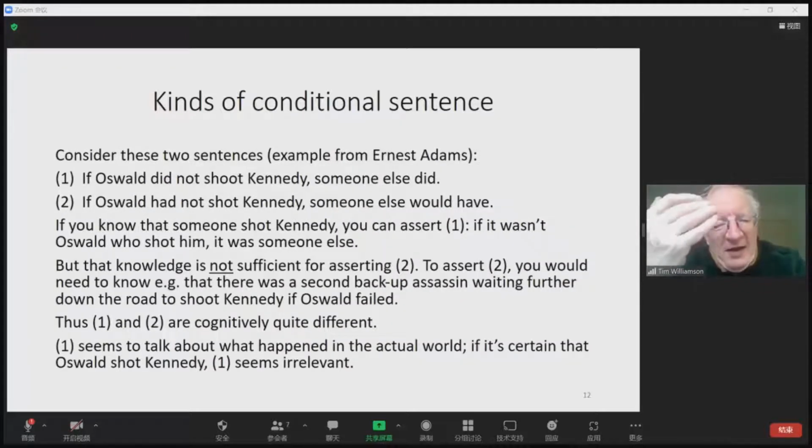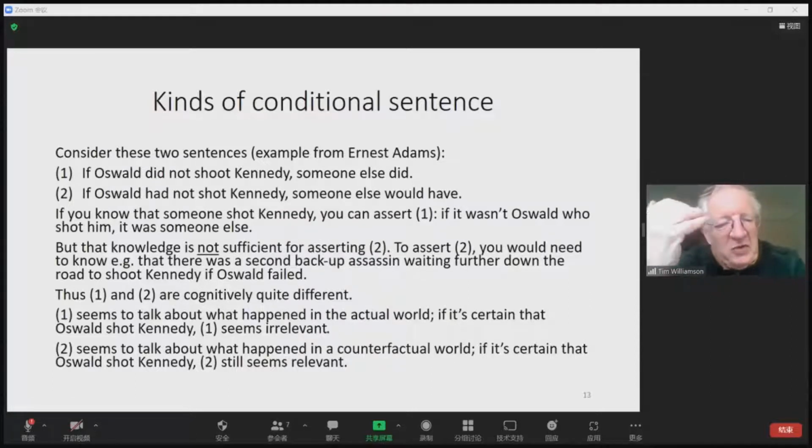And one way of putting this kind of cognitive difference between them is that one seems to be talking about what happened in the actual world. So if it's certain that Oswald shot Kennedy, one seems irrelevant, because if we're certain that Oswald did shoot Kennedy, what's the point in talking about what happened if Oswald didn't shoot Kennedy? But 2 seems to be talking about what happened in a counterfactual world. So even though it's certain that Oswald shot Kennedy, let's assume, because we're not going for any conspiracy theories, 2 still seems relevant, because its truth or falsity is not settled by the mere historical fact that Oswald shot Kennedy.